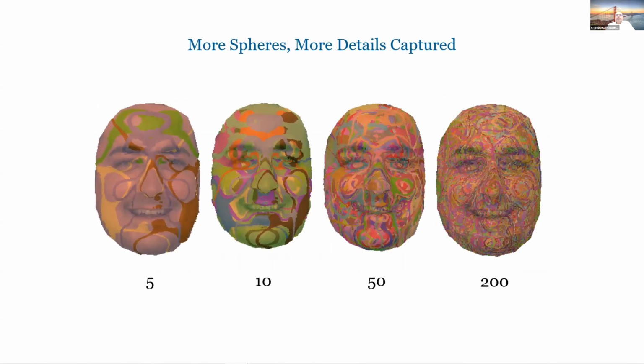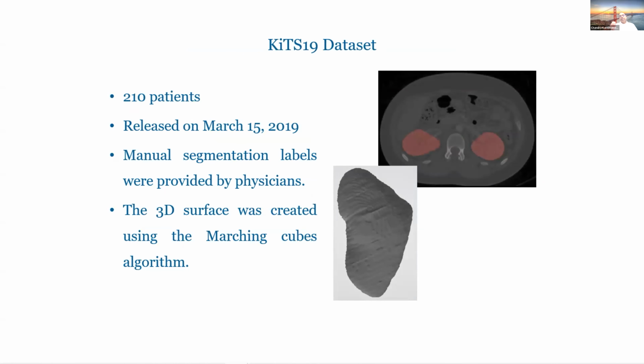Like I said, more spheres. Each color represents a different sphere. Here, 5 spheres versus 200 spheres. You can do however many, lightweight versus heavyweight. It's not just faces. It doesn't have to be a nice, smooth surface. It can be any data.